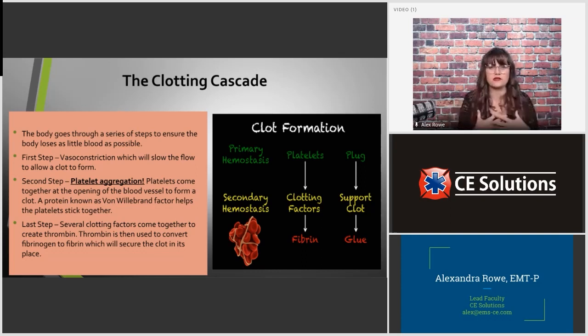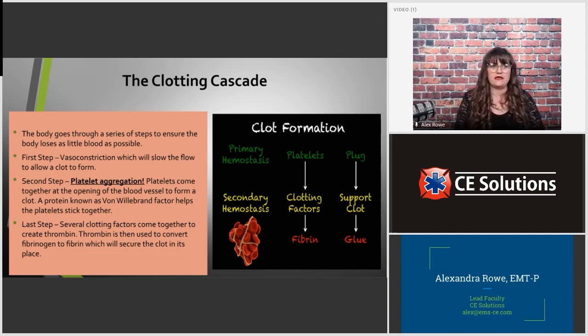That way the majority of the blood and oxygen is perfusing the core organs like your brain, your kidneys, your liver, and that's usually the very first step of your natural blood control. Second step is platelet aggregation.